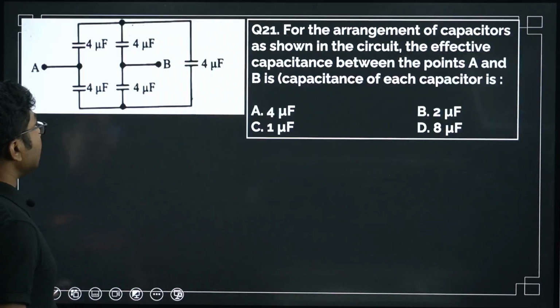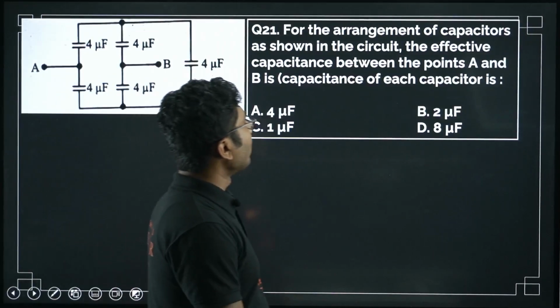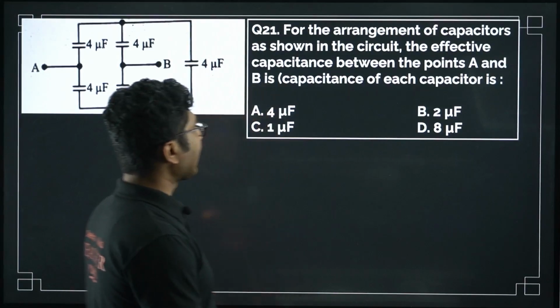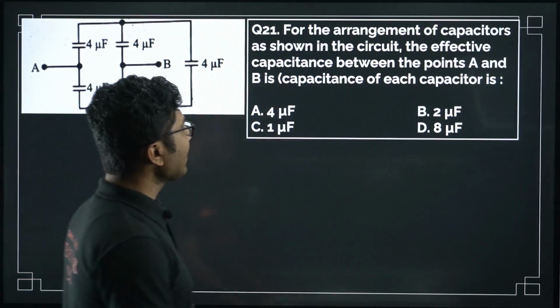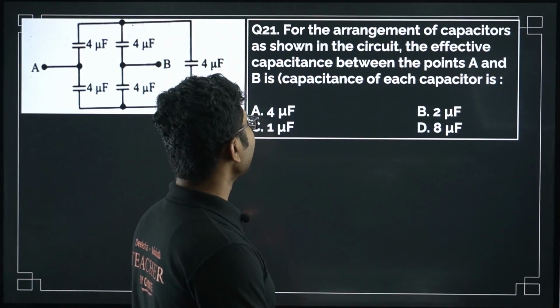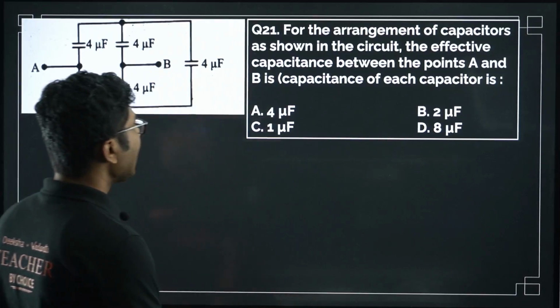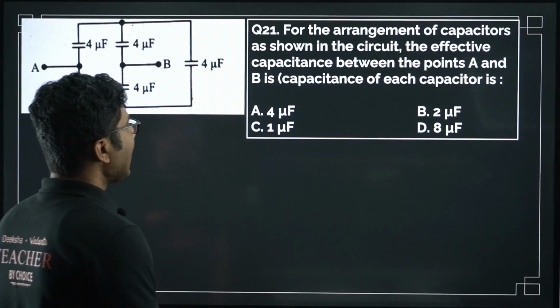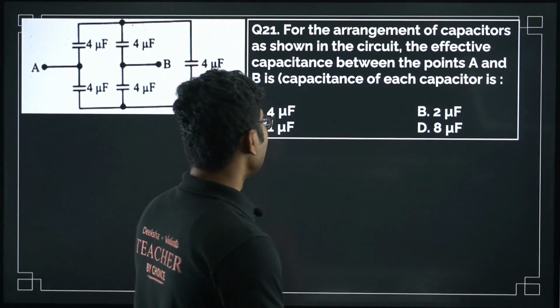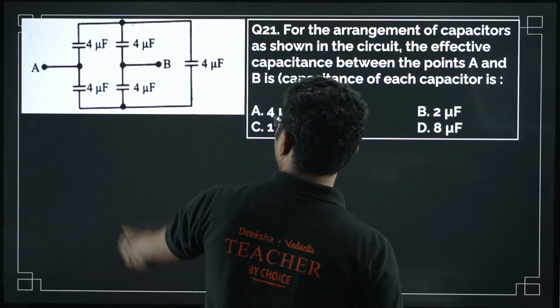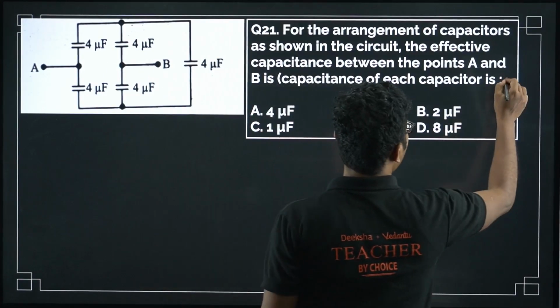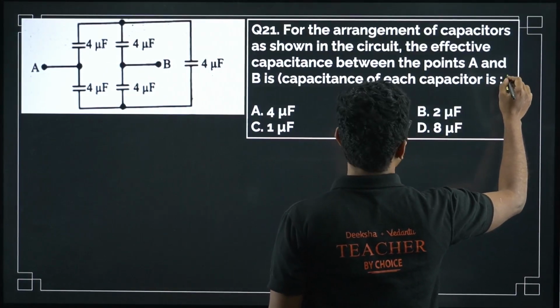Okay, easy question. Now for the arrangement of the capacitors as shown in the circuit, the effective capacitance between the points A and B is? The capacitance of each capacitor is 4 microfarad. It is given here.